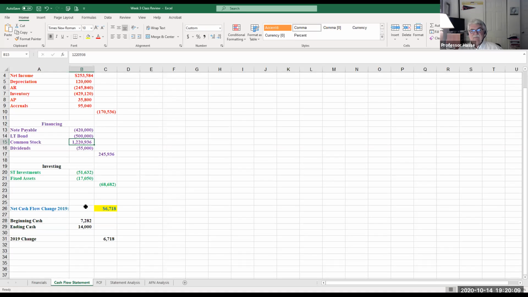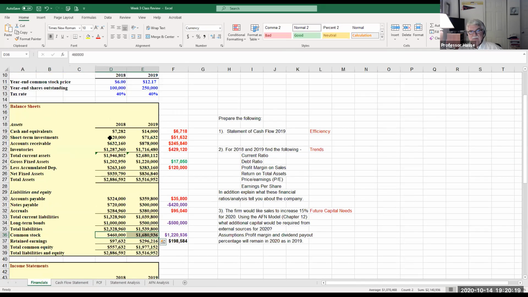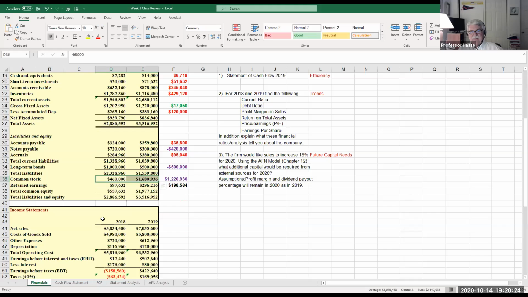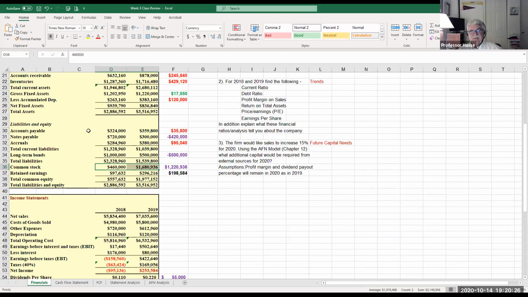Okay. And then finally, investing. Where are they putting their money outside of the company? Short-term investments, which are here, like money market funds or whatever, to earn some interest income. And then investing in fixed assets, right here, gross fixed assets. Went up $17,000. Wow. The net fixed assets decreased because why? Accumulated depreciation. But they only invested $17,000 in new assets. You're not going to have much growth there.